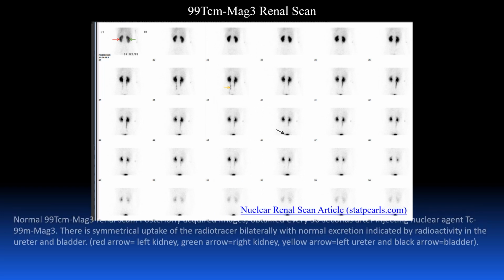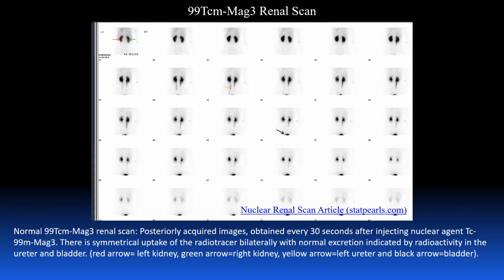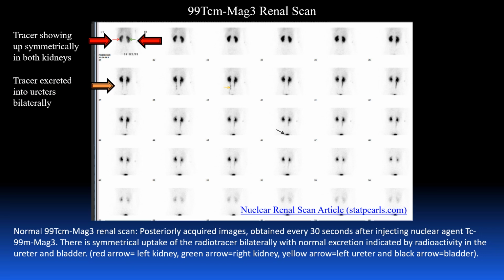This is an example of a normal renal scan with images obtained every 30 seconds after injecting the radiotracer technetium-99 MAG3. Initially, there is symmetrical uptake of the radiotracer in both kidneys, followed by normal excretion, indicated by the appearance of radioactivity in the ureter, then bladder in later images.